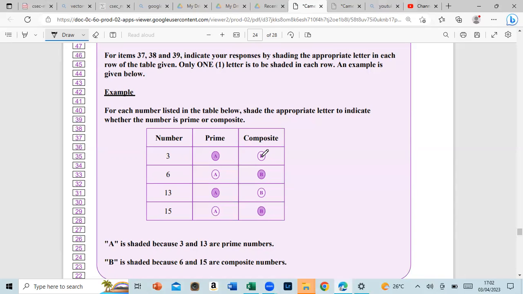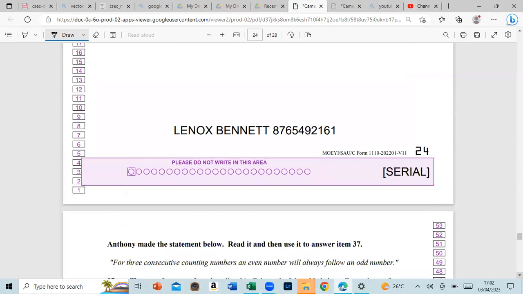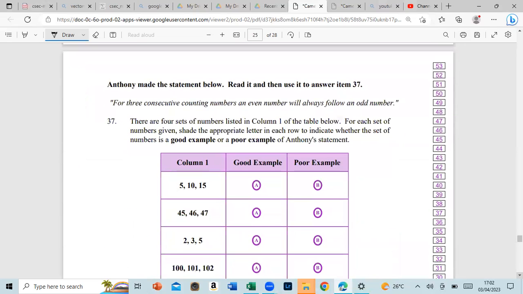Just as you cannot have even and odd. They are opposites of each other. So there's no even number that is also odd. Someone type in the comment section: you can have a prime number that is an even number. Type in which number. All right, so let's go. So only one for each row, and a row runs from left to right.